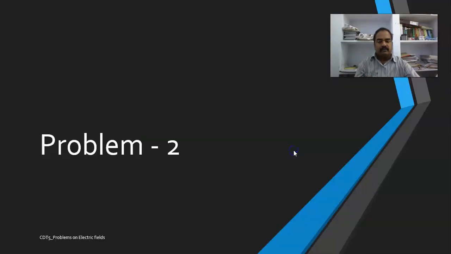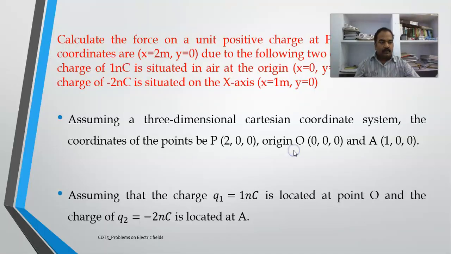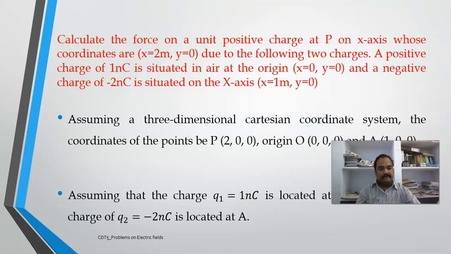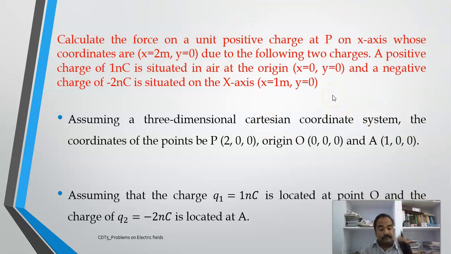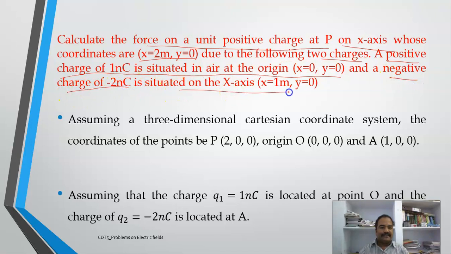Now, moving on to problem number 2. In problem number 2, if you carefully see, this is the question. Calculate the force on unit positive charge, which is at P on the x-axis. These are the coordinates of point P. And the field is created by two charges. One is a positive charge of 1 nanocoulomb, which is situated in air at the origin. And there is another negative charge of minus 2 nanocoulomb situated on the x-axis.